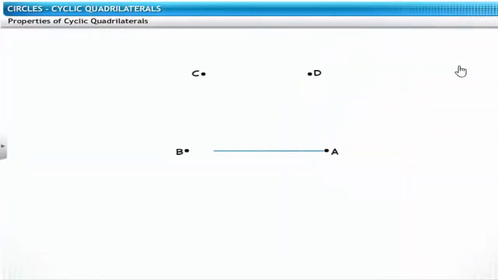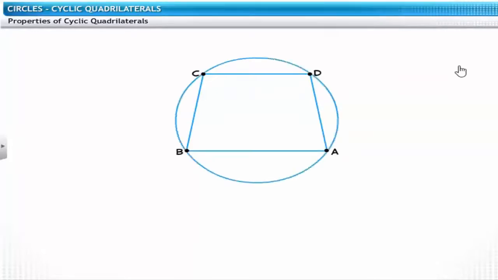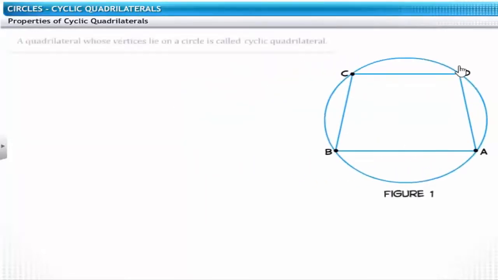What do we get if we join four concyclic points A, B, C and D? We get a quadrilateral ABCD. Now this quadrilateral is special. All its vertices lie on a circle. A quadrilateral whose vertices lie on a circle is called a cyclic quadrilateral. Here is a very interesting property of cyclic quadrilaterals.